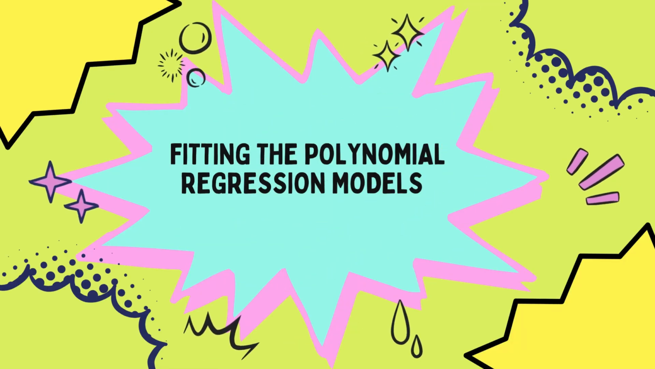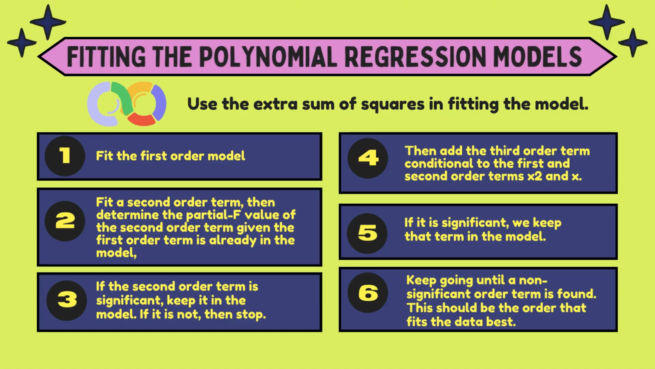Additionally, fitting the polynomial regression model requires these points. It is necessary to check one by one after increasing the effect of the independent variables. Keep checking the variables until a non-significant order term is found. This should be the order that fits the data best.